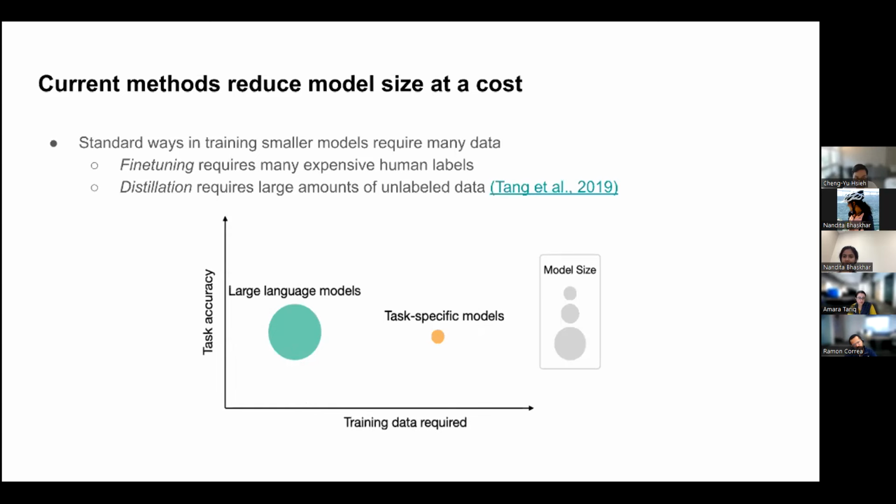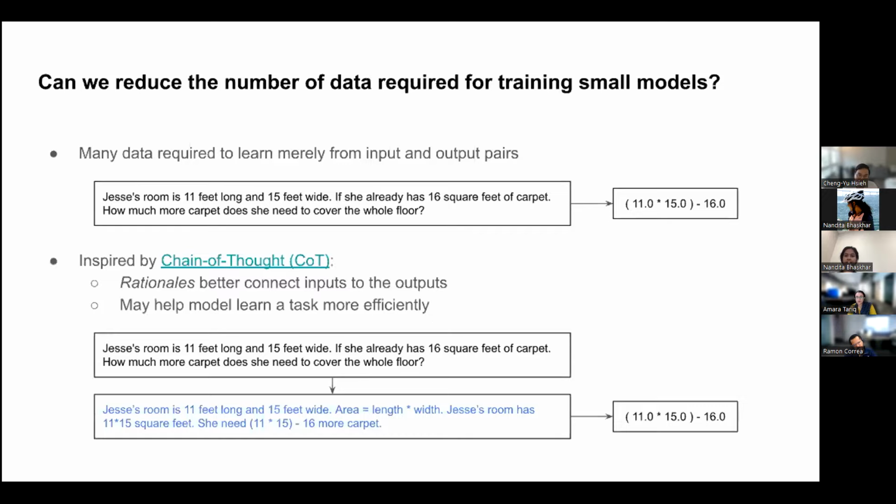To tackle this, we first take a step back and ask why traditional ways of training small models require a large amount of training data points. So we consider a math word problem where we're given an input like: Jessie's room is 11 feet long and 15 feet wide. If she already has 16 square feet of carpet, how much carpet does she need to cover the whole floor? Given the input, we want to train a model to output a corresponding equation, 11 times 15 minus 16, that corresponds to the correct answer of this question.